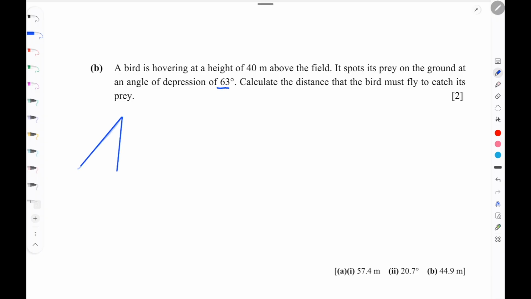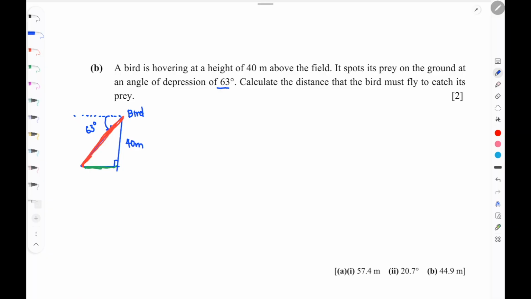So let me just draw a triangle. Okay, let's say here is the bird. Okay, it is 40 meters above. Okay, the angle of depression. So I draw my horizontal line. 63 degrees downwards. Assume here is the flat ground. So here is my field. Okay, and this red color line here is where the bird will fly.